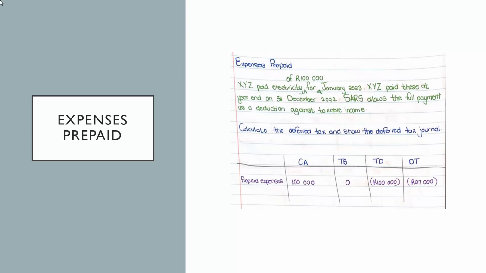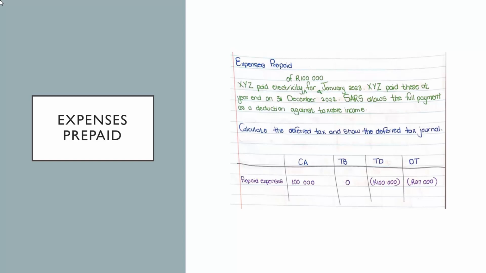Doing the same with expenses prepaid. XYZ paid electricity for 100,000 Rand in June 2023. They paid these at year end on 31 December 2022, and SARS allows the full payment as a deduction on taxable income. We have paid, right? SARS defines the tax base of an asset as the future taxable deductions. Yet, we have gotten the deduction now because we've already paid it.